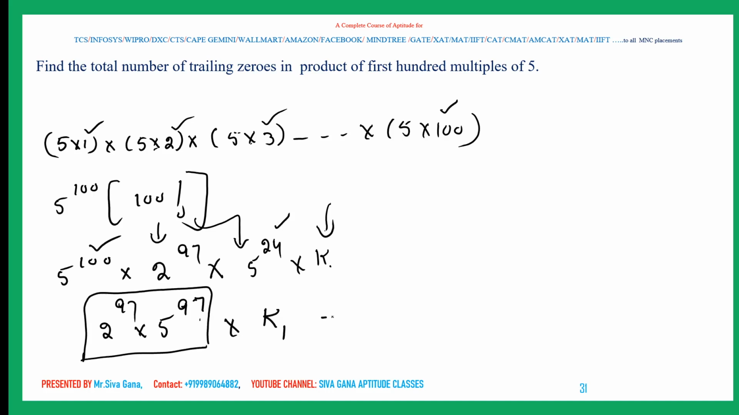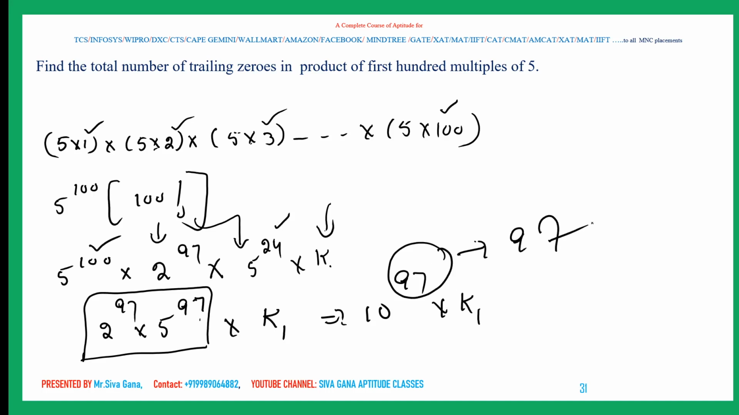2 power 97 into 5 power 97 is nothing but 10 power 97 into some constant k1, which means 10 power 97, which means 97 trailing zeros. That is the answer for this question. Maximum power of 10 is how much? 97. Here 2s are 97, 5s are 100 plus 24, which is 124. But 2s are how many? 97. Here 2s are fewer. That's why 97 trailing zeros.